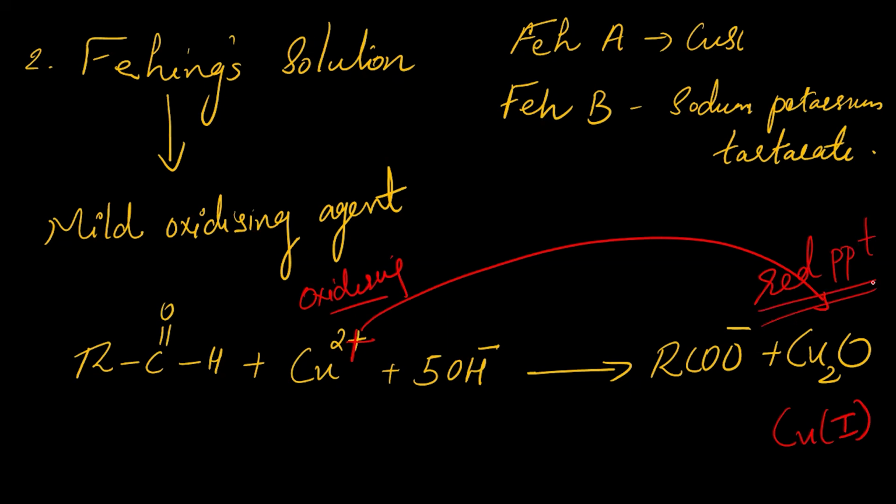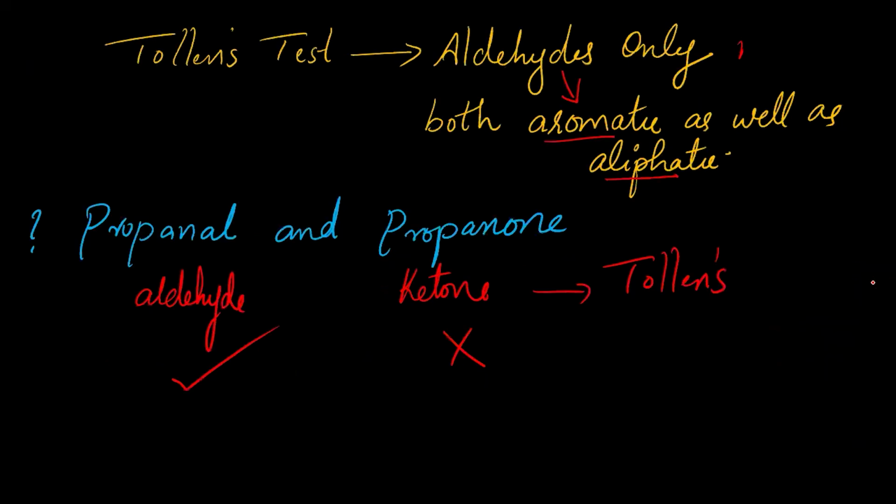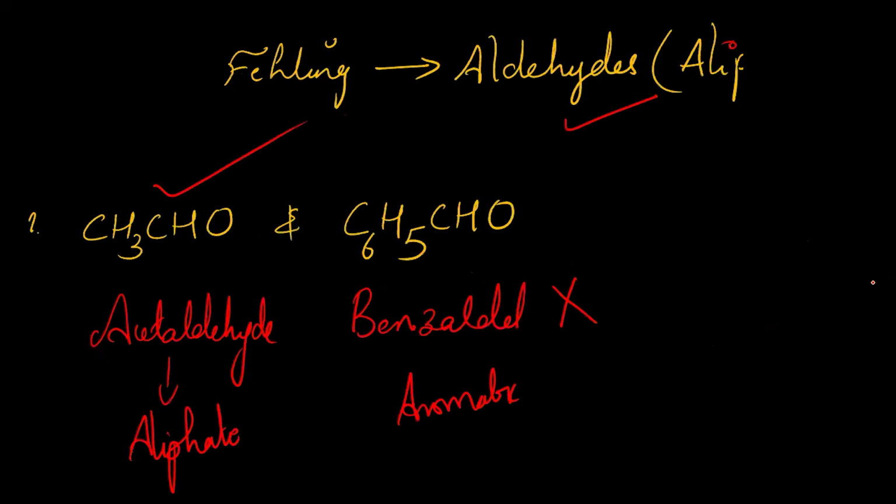So that is the next test. Tollens and Fehling's are used for aldehydes but not for ketones. And in the case of Tollens, both aromatic and aliphatic aldehydes will give the test, but Fehling's is shown only by aliphatic aldehydes.